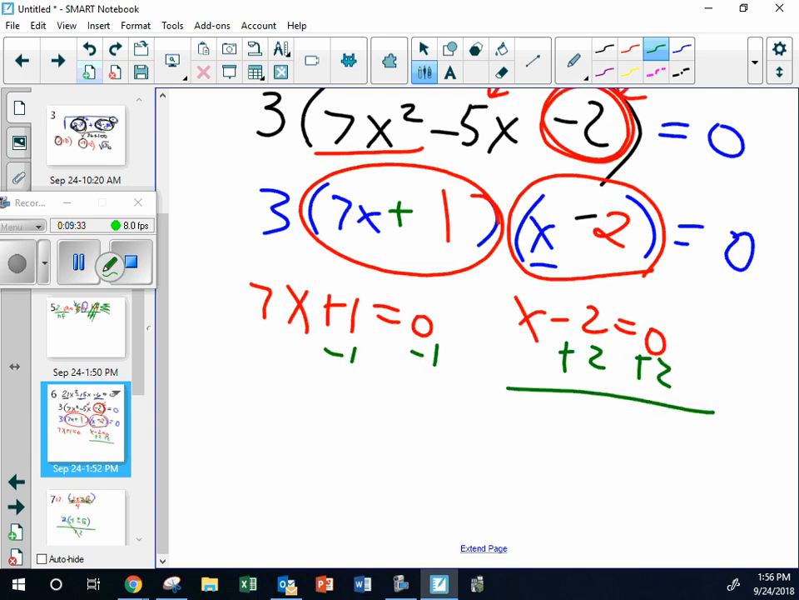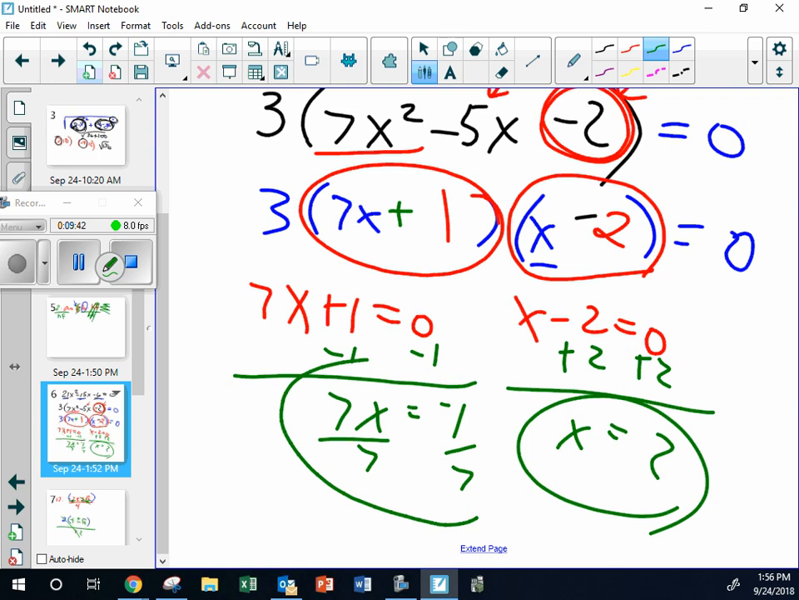And then there's your 2 answers. X equals -1/7 and x equals +2. Long story short, you factor it, you set it equal to 0, you make 2 little equations, and you solve them.